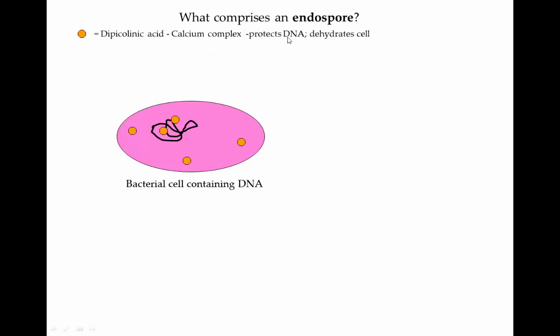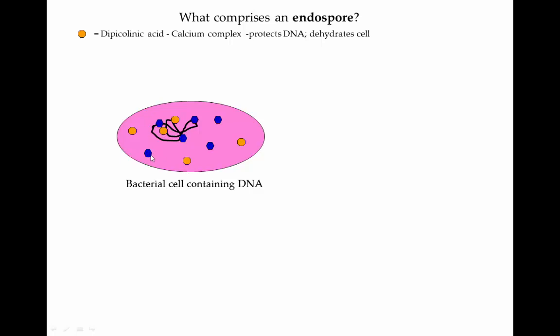And that makes sense. You'll remember from cell biology that the sugar phosphate backbone of DNA is negatively charged, and we know that calcium is positively charged. So that allows the dipicolinic acid calcium complex to bind to the DNA and protect it from any kind of enzymatic degradation. In addition, the dipicolinic acid and calcium complex also helps to dehydrate the cell. And that's really important because in order for a cell to shut down metabolism, you have to get all the water out of the cell.